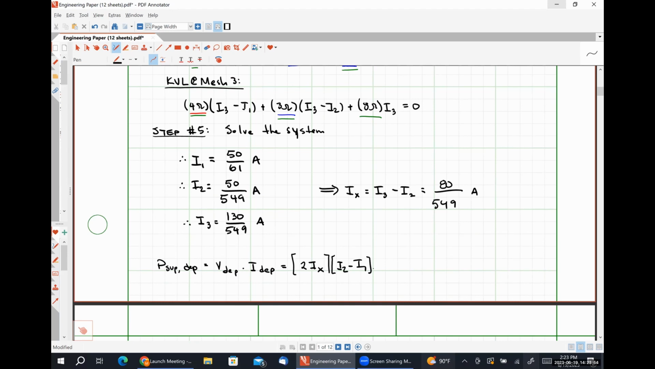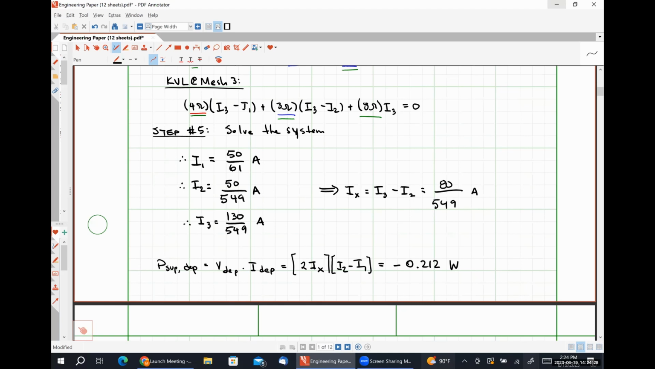So putting this in my calculator, I'm going to have 2 times I3 minus I2, which is just IX. So Z minus Y multiplied by Y minus X. And I get negative 0.212 and some change watts.